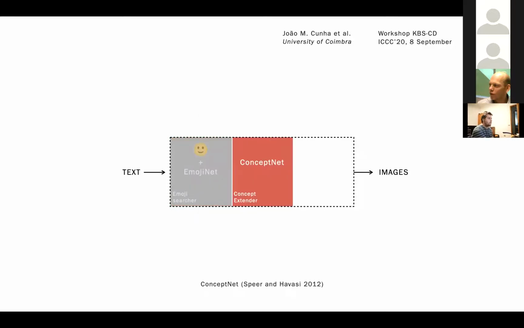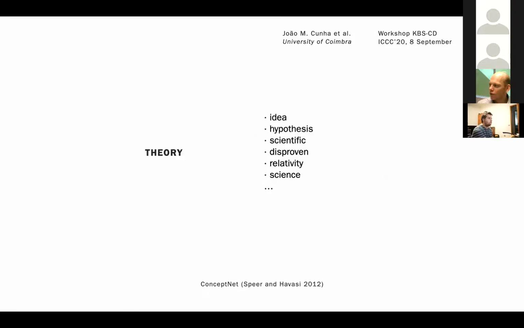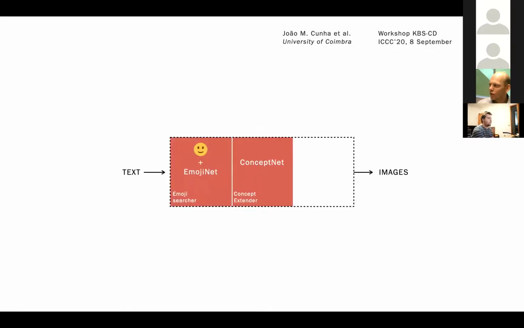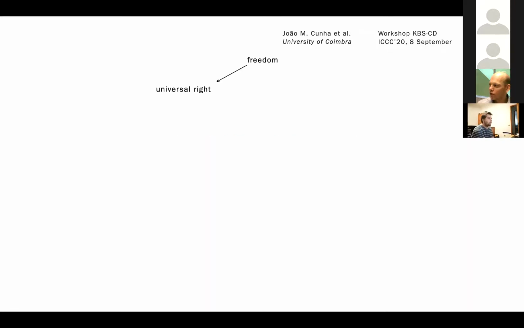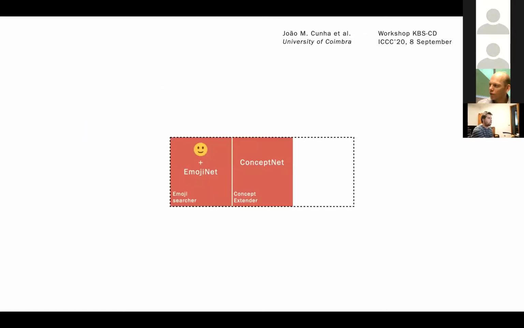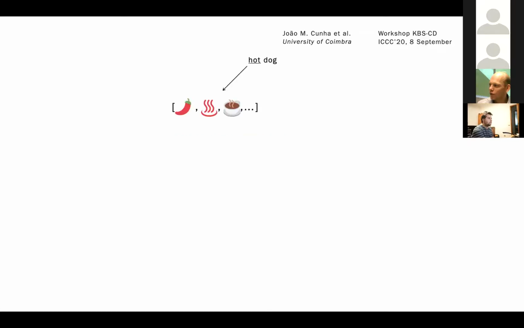Then you have the second component, which is the concept extender. The idea behind it is that you have a concept and you extend it to related concepts. So from theory, you can get to idea. And from these two components, for example, for the one word concept freedom, you can get from freedom to universal right or to state of mind, and then get emoji for each of them. And then for two word concepts, you can get the emoji directly.